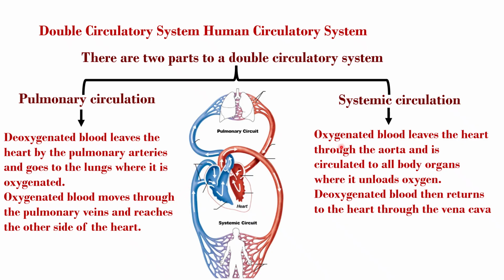The systemic circulation consists of oxygenated blood leaving the heart through the aorta, circulated to all body organs, and then deoxygenated blood is collected and returns to the heart through the vena cava.